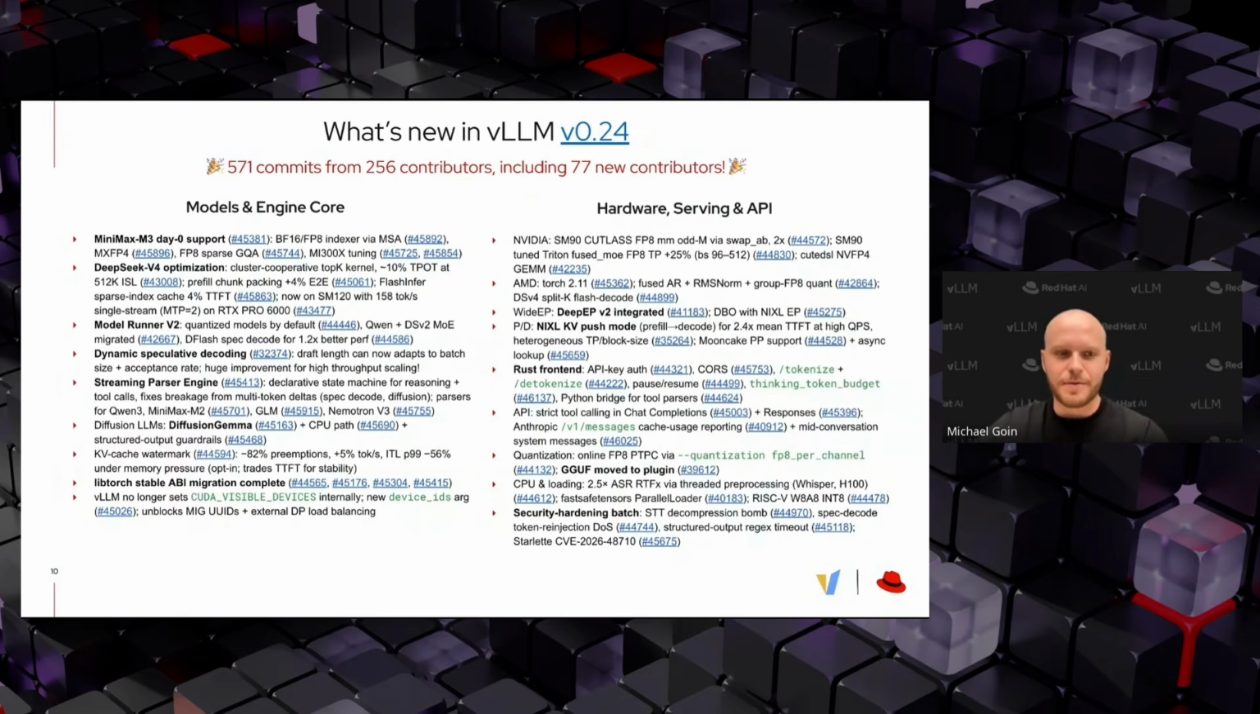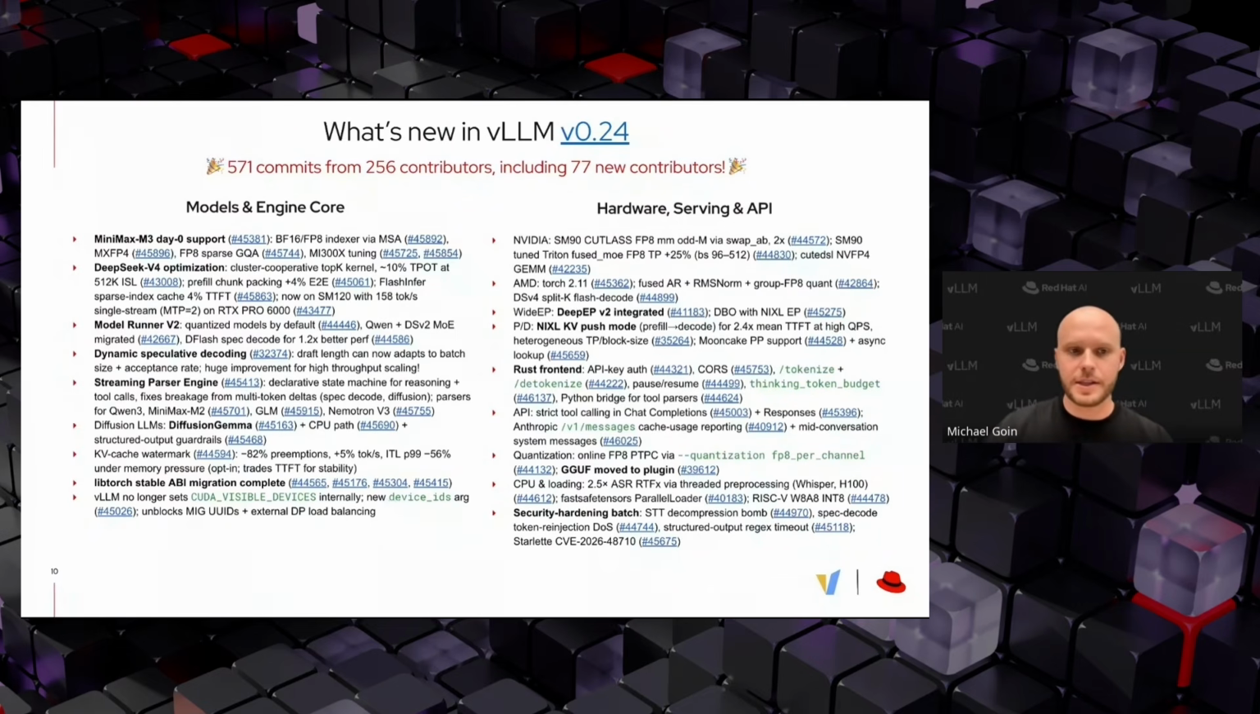Yeah, very much looking forward to implementing more diffusion large language models. Since then, we added support for KV cache watermark. So there's now a --watermark argument you can set to reserve some overhead space in your free KV cache blocks to fight against preemptions. So if you've been seeing a lot of preemptions in production from very long output token decodes, take a look at the new watermark argument.